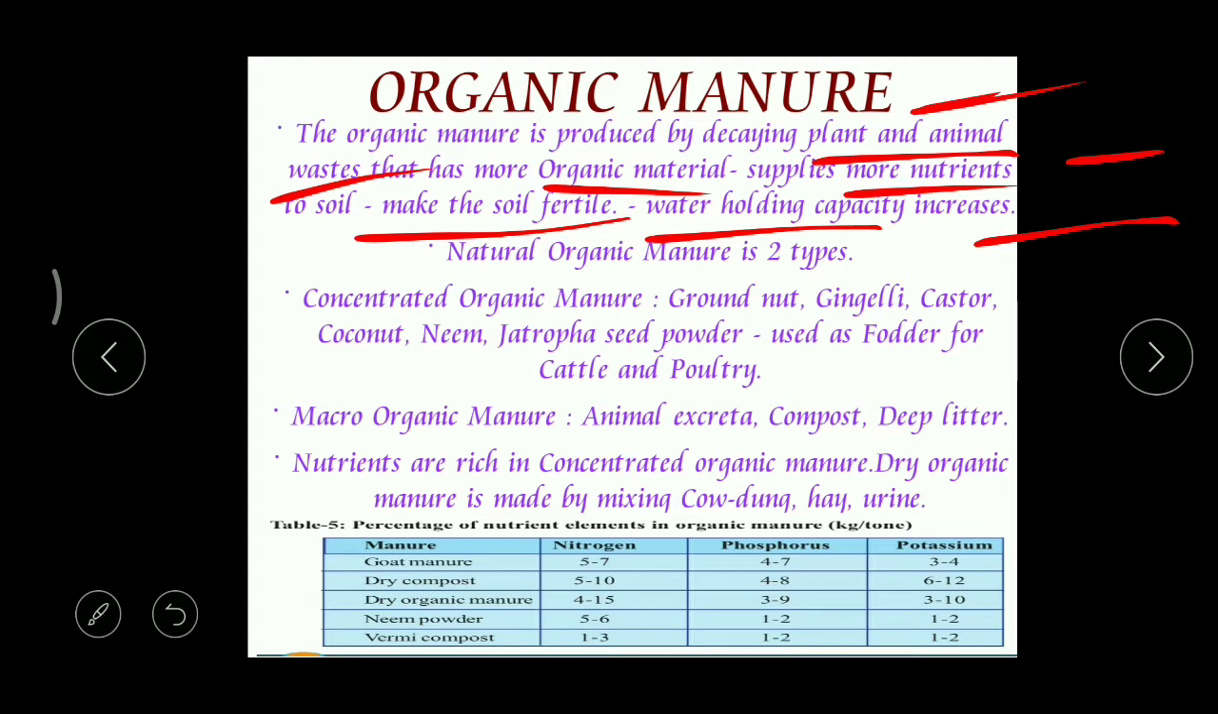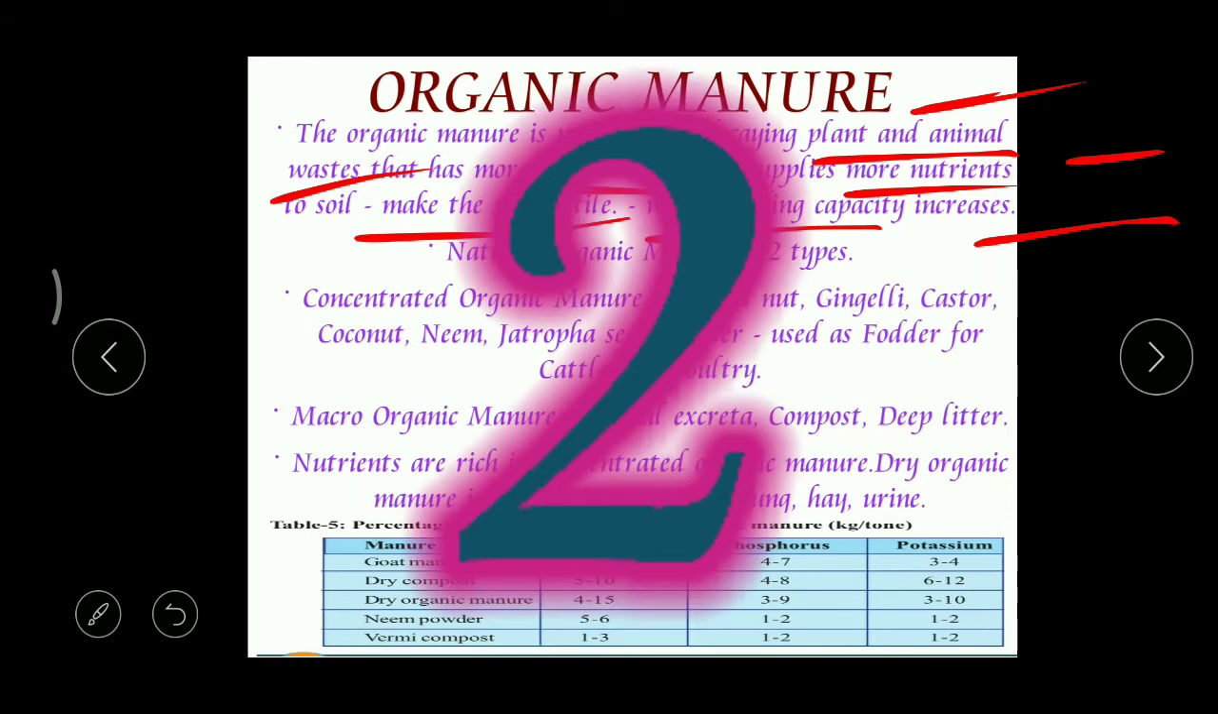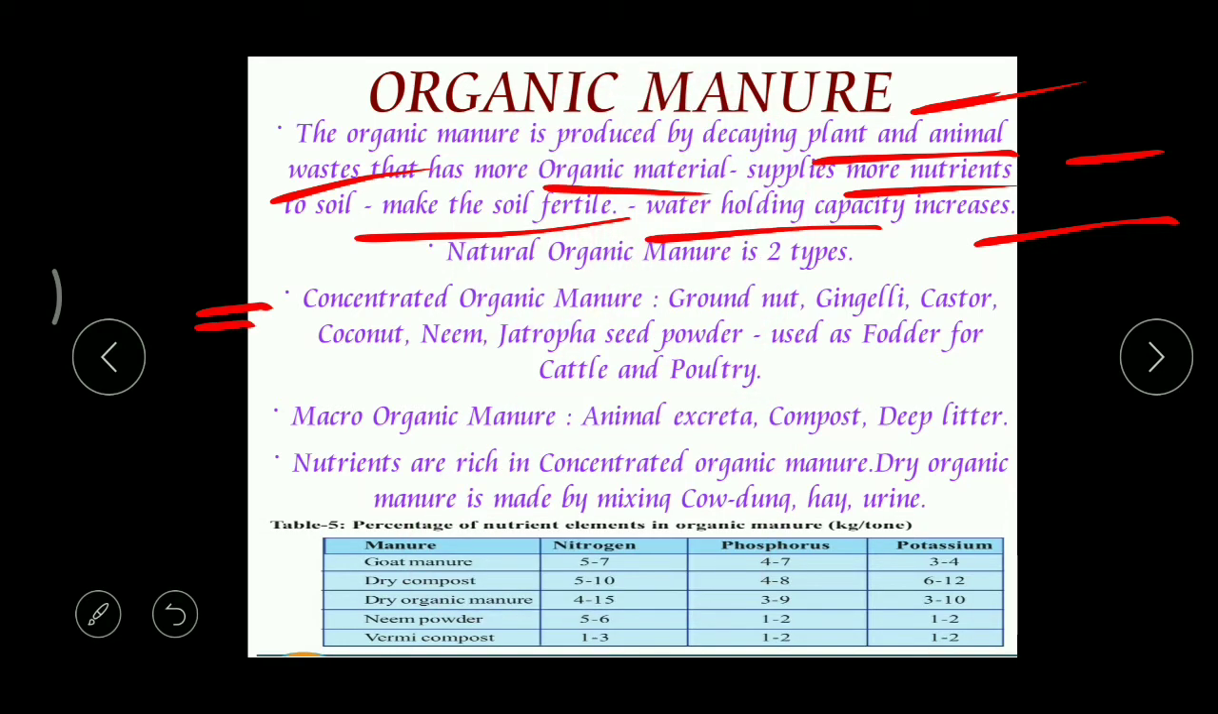And when we take these organic manures, they are of two types, right? How many? Two types. What are they? The first one is concentrated organic manure, and the second one is bulky organic manure. Correct. So these are the two types. And these two types of organic manures can be prepared with naturally available substances. That means only from plant and animal materials we can prepare them.